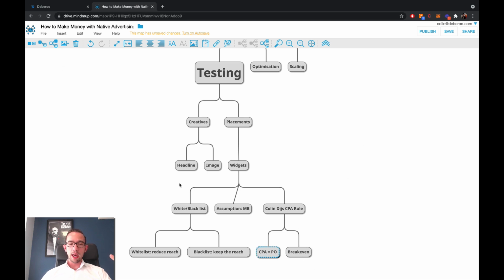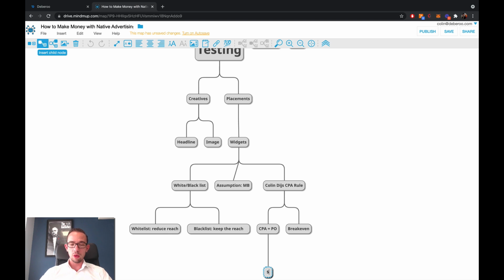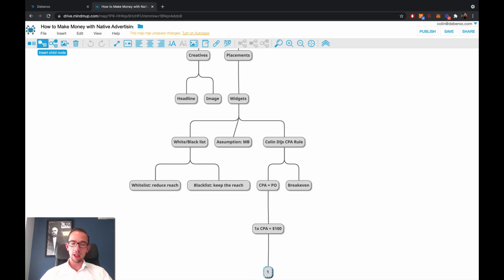So if the payout is $100, we say 1 times CPA would be $100, right? Which means 1.5 times, I can type it below, it might be a little bit easier. So this would be 1.5 times CPA and then 2 times CPA. I never really recommend, no matter how much money you have, to go beyond 2 times CPA. So let's say you have sufficient cash flow, you really want to test the widget well, apply the 2 times CPA rule.